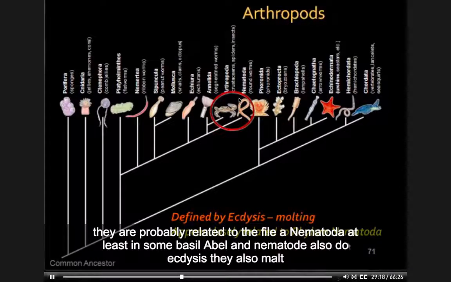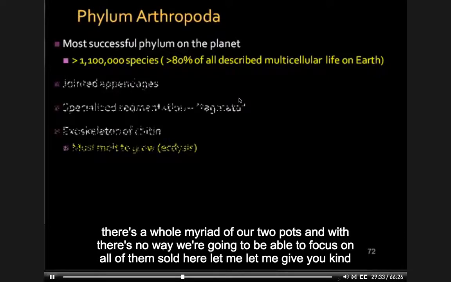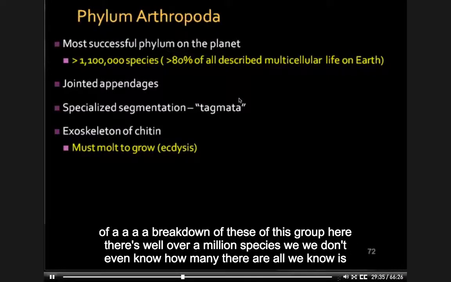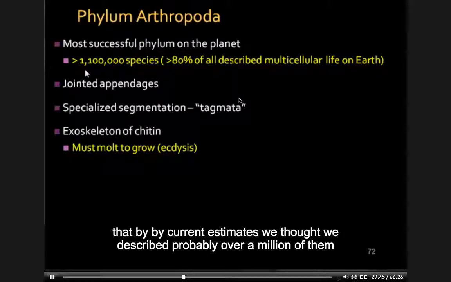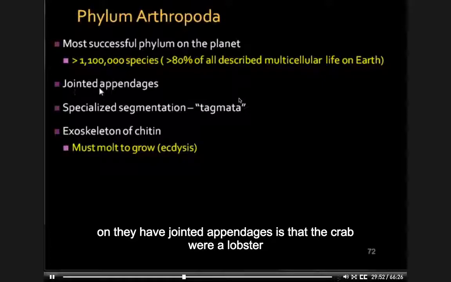They are probably related to the phylum Nematoda, at least at some basal level. And Nematoda also do ecdysis. They also molt. There's a whole myriad of arthropods, and there's no way we're going to be able to focus on all of them. So here, let me give you kind of a breakdown of this group here. There's well over 1 million species. We don't even know how many there are. All we know is that by current estimates, we've described probably over 1 million of them, but there's probably many more to go. They have jointed appendages.